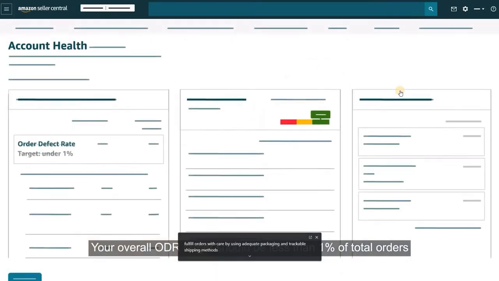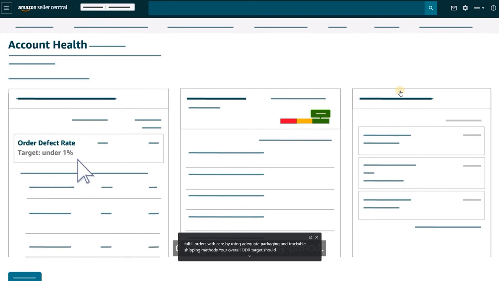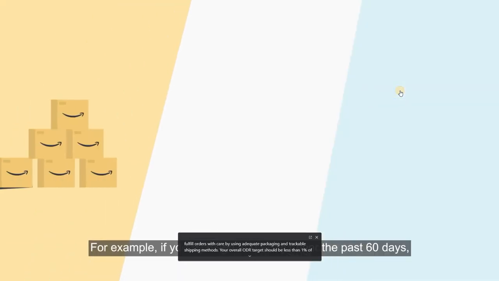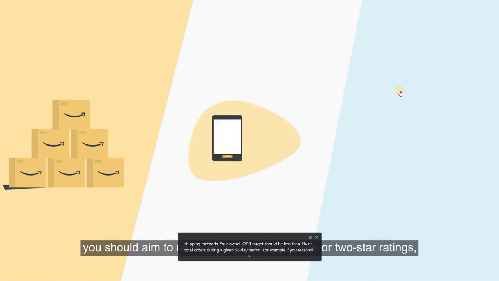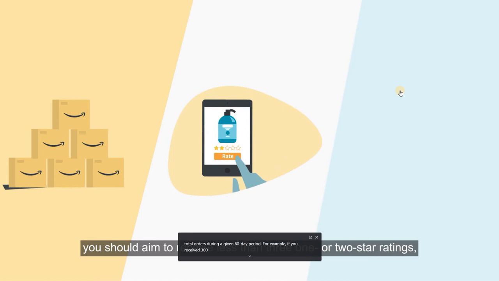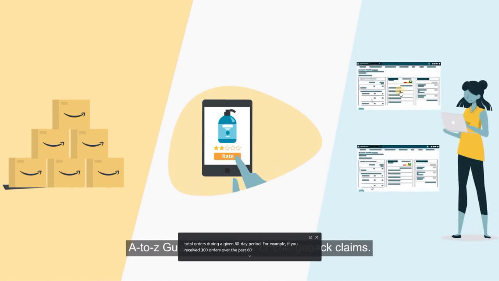Your overall ODR target should be less than 1% of total orders during a given 60-day period. For example, if you received 300 orders over the past 60 days, you should aim to receive less than 3 1- or 2-star ratings, A to Z guarantee claims, or chargeback claims.